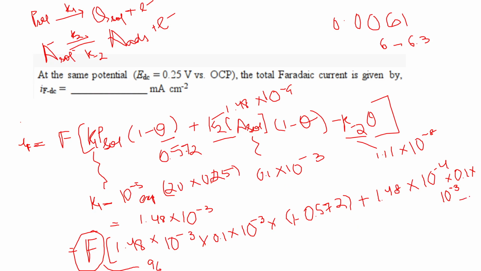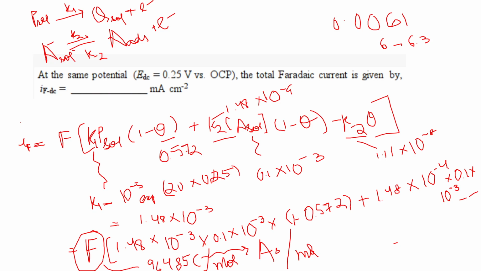So does anyone have any doubt in substitution? If you substitute all the values you are supposed to get the right answer, but if you make a mistake, you will get 0.0061 or something. Why? This Faraday's constant is 96,485 coulombs per mole. Coulombs is nothing but ampere into second, right? So it is nothing but ampere second per mole. Am I correct? So you are asked to find it in milliamps per centimeter square.